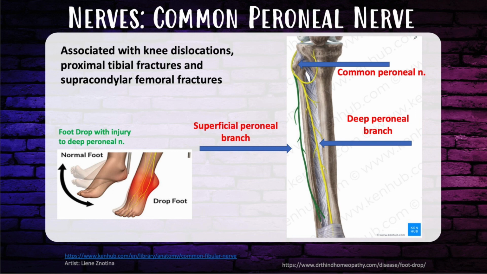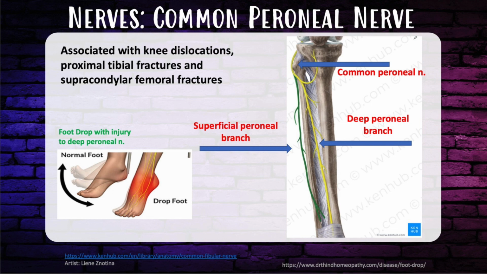This can be found laterally as it encircles around the fibular head and quickly branches into the deep and superficial branches. It comes from the lateral division of the sciatic nerve and wraps around the biceps femoris tendon. It is associated with knee dislocations, proximal tibial fractures, and supracondylar femoral fractures. This is very important and is always tested. So again, injury from knee dislocations, proximal tibial fractures, and supracondylar femur fractures.